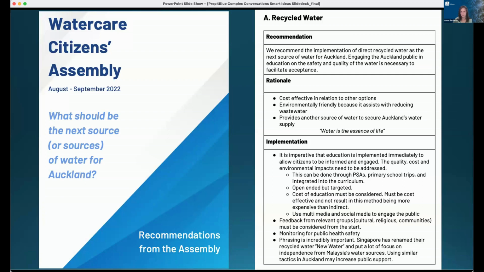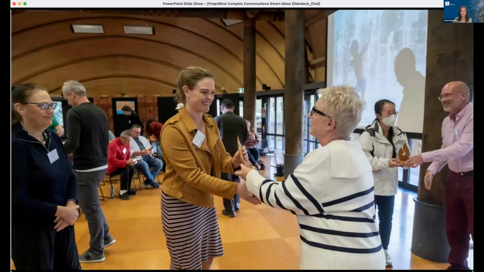And there were several other recommendations about education around water, the value of water anyway, that we needed to get those going, and still keep options open for things like desalination and other options should they be needed in the future. But their main recommendation was using recycled wastewater.